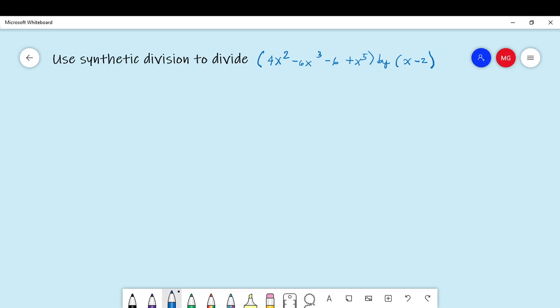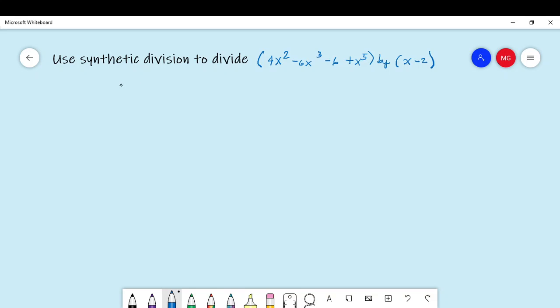Let's have another example. We're going to use synthetic division to divide 4x squared minus 6x cubed minus 6 plus x raised to 5 by x minus 2. So we are going to write first our dividend into standard form.